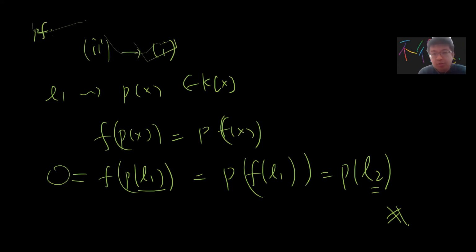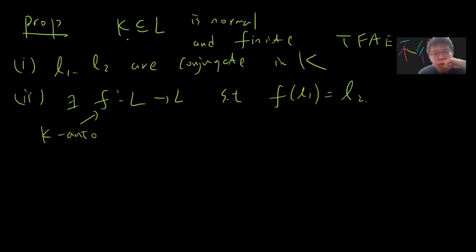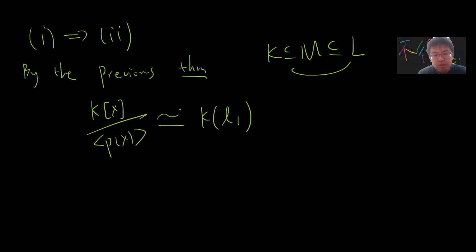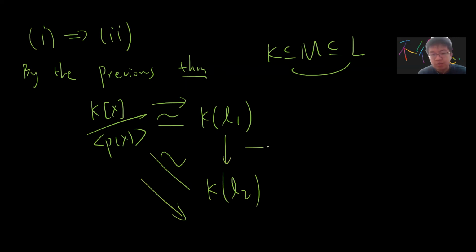Okay, so this direction, 2 to 1, is somehow trivial. So let's prove the other one. This one says that L1 and L2 are conjugate in K, and then you need to construct the automorphism. How do we do this? By the previous theorem. The previous theorem tells me that if I have any intermediate field M which is finite, and L is normal and finite, then any K-homomorphism from M to L can be extended. Now I know that K[X]/(P(X)) is isomorphic to K(L1). There's an isomorphism, and I also know that there is a map from K(L2), because they have the same minimum polynomial. So that means I can create an isomorphism from K(L1) to K(L2).